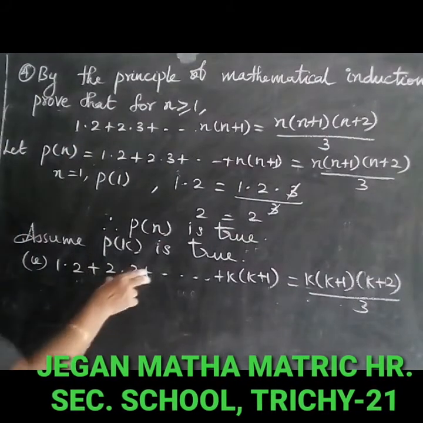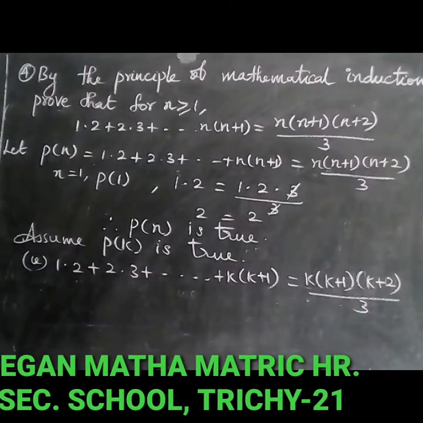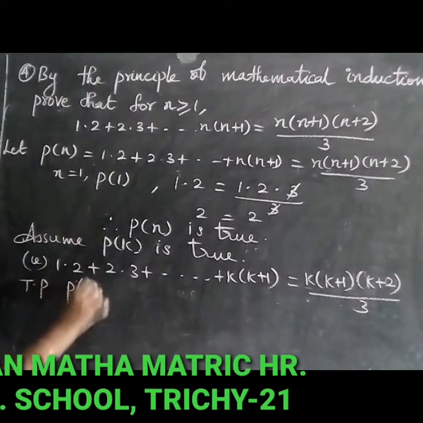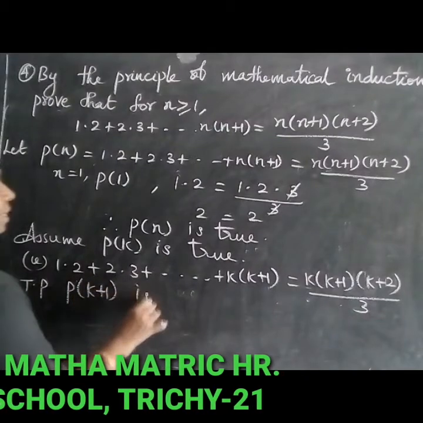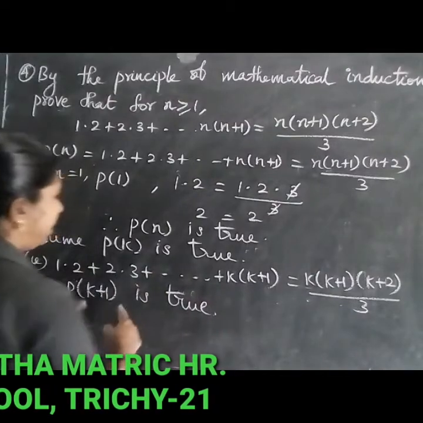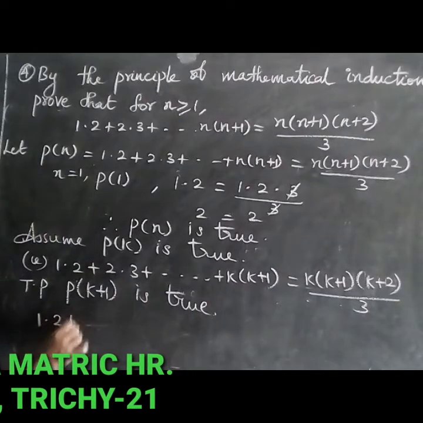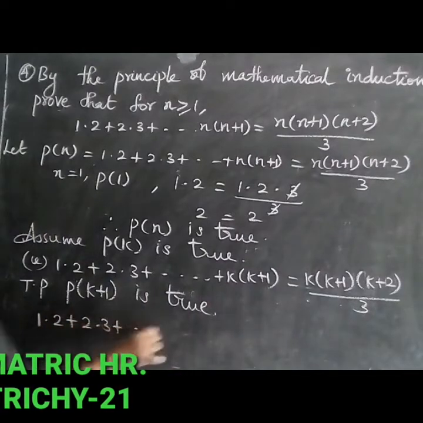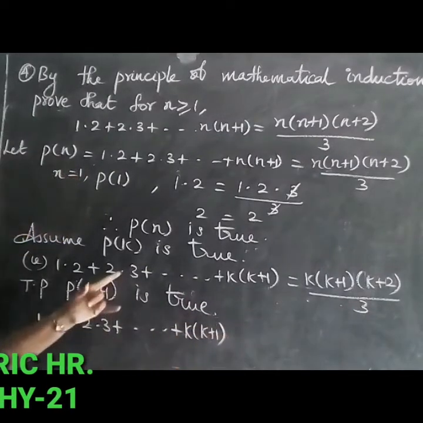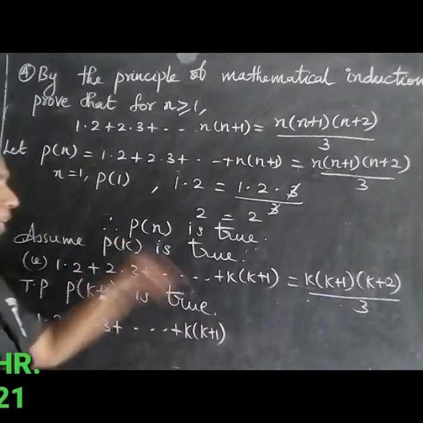Next, with the help of this P of k, now we want to prove P of k plus 1 is also true. Next one, to prove P of k plus 1 is true, first we can express the term for P of k plus 1. 1 into 2 plus 2 into 3 etc. k into k plus 1. This is for P of k. P of k plus 1 means one more term we have to write.